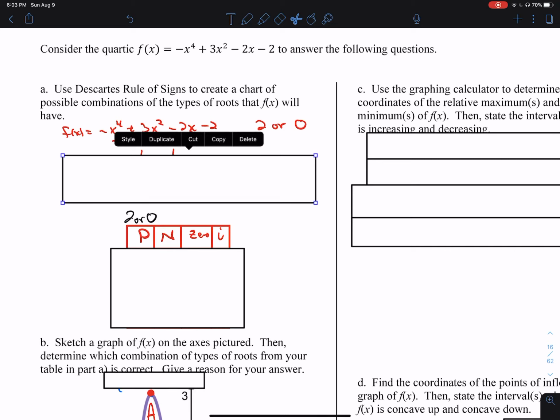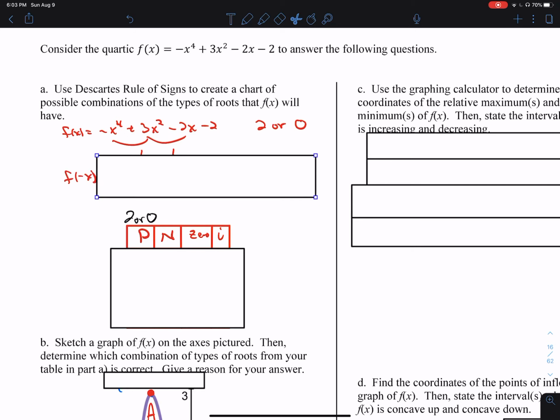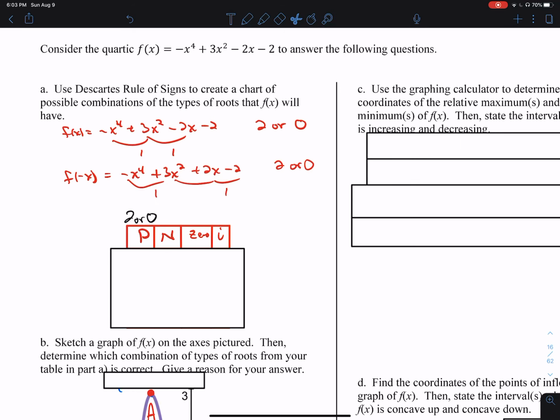And then if we put a negative x into this, for every term that has an even exponent, it stays the same. Every term that has an odd exponent, you change the sign. So we end up with a negative x to the fourth plus 3x squared. Those haven't changed because their exponents are even. Plus 2x, that sign changed from the original, minus 2. There are 2 sign changes, so that means that we either have 2 or 0 negative real roots.